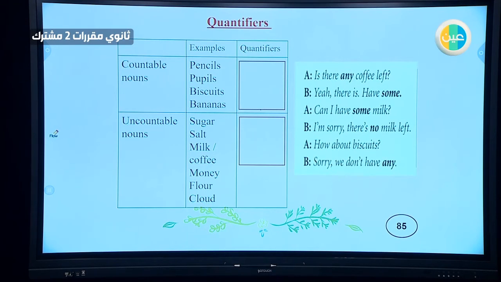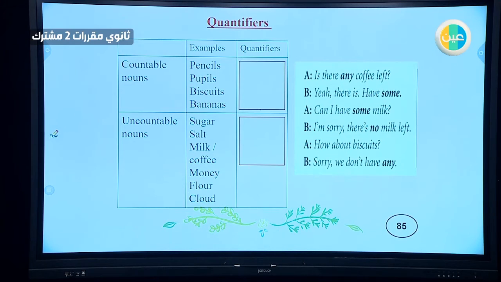Yes, there is, have some. Some is used also with plural and uncountable nouns. Here, can I have some milk? Uncountable. It's a question also. Here, negative: no milk. Okay, there is no milk. How about biscuits? These are countable, but you have it in negative: don't have any.